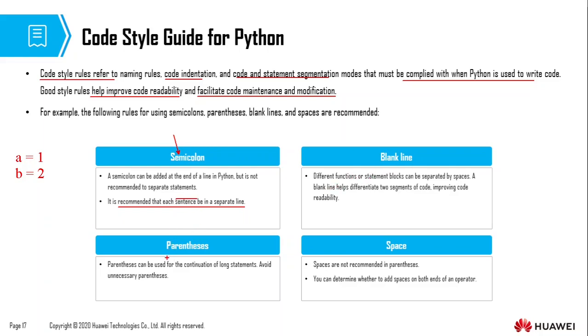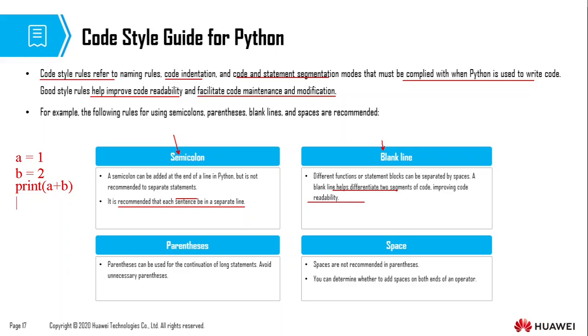Then we have the blank line. Different functions or statement blocks can be separated by blank lines. A blank line helps differentiate two segments of code, improving code readability. So what is a blank line? For example, we've declared a and b, then we want to print a plus b. We can do that, print a plus b, like that.